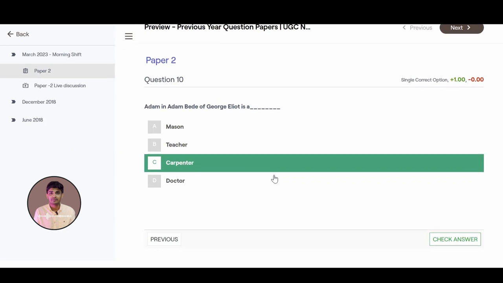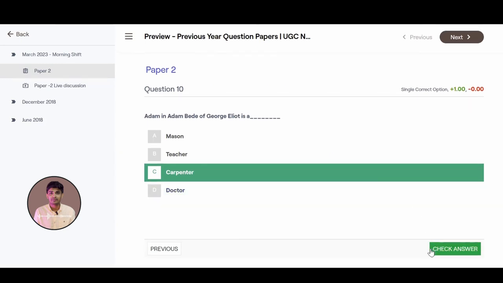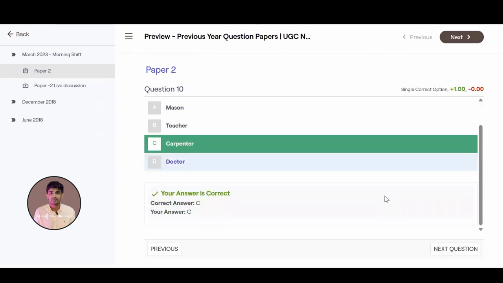Let's see if it is C. Kumari Devi, Sreya, Srinivasan. See, let's see if it's C. It is C. The character Adam in Adam Bede was a carpenter. Yes.